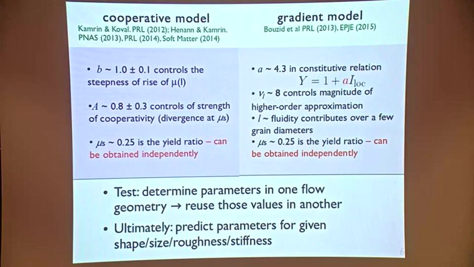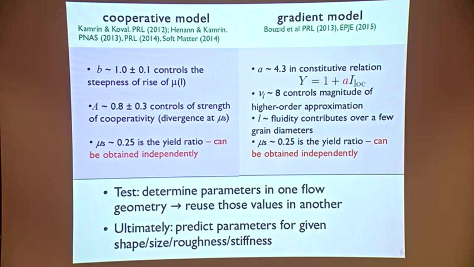It's not immediately obvious from looking at these. B is the number that controls the steepness of the rise of mu of I. So if I make a particle elliptical instead of circular, does that number go up or down? I think physicists can say something about that, because how does anisotropy couple into that, and so forth.